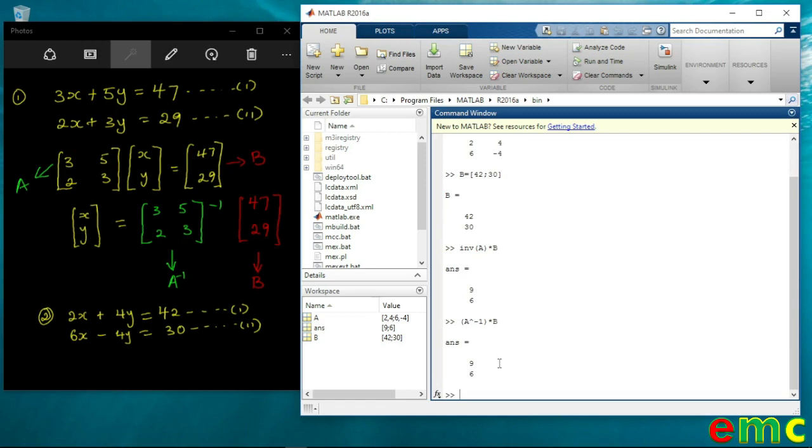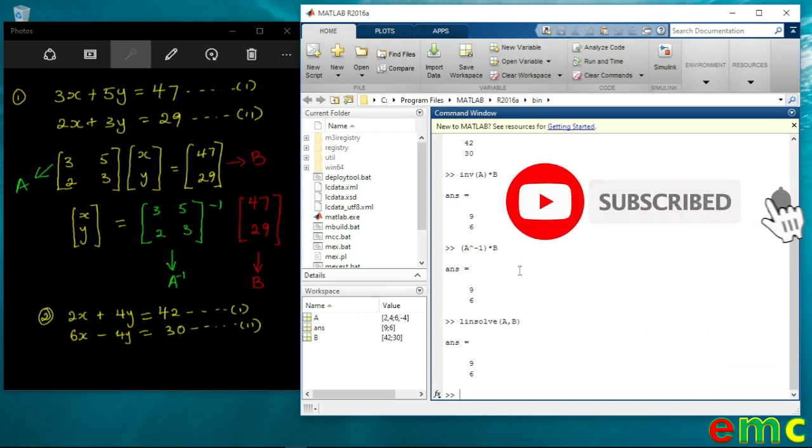An alternative way of doing that is using the linsolve function of Matlab. Linsolve, then you have A, B. So pressing the enter key, x is 9 and y is 6. You can use any of the 3 methods of solving your simultaneous equations with Matlab. As you can see, it's so nice and easy to solve linear equations with Matlab.